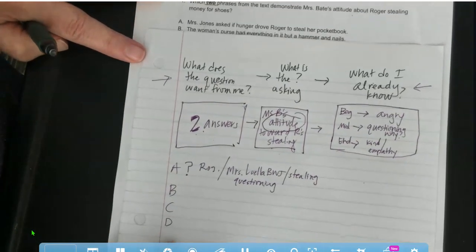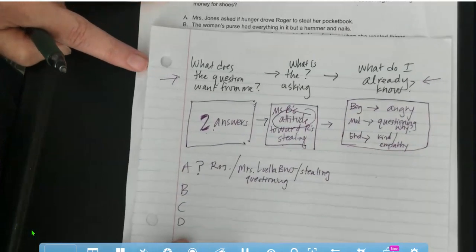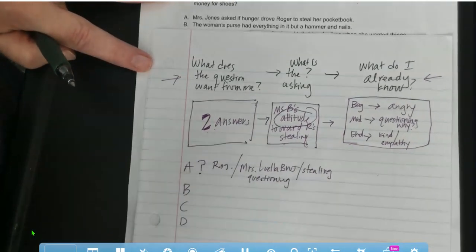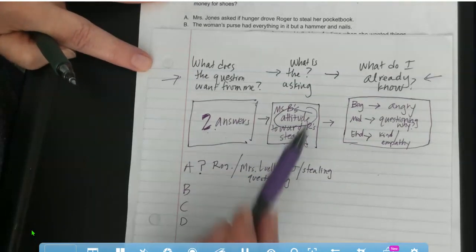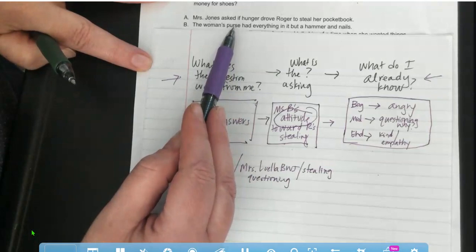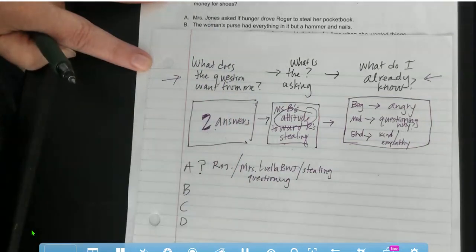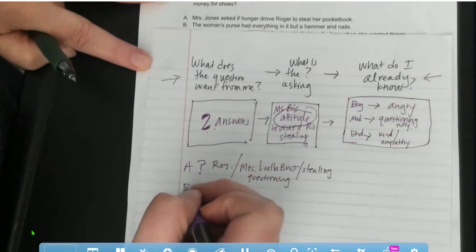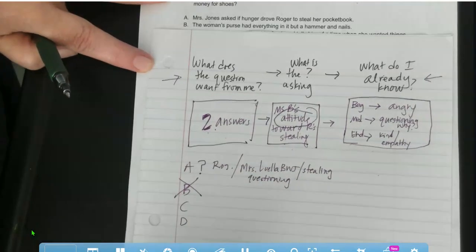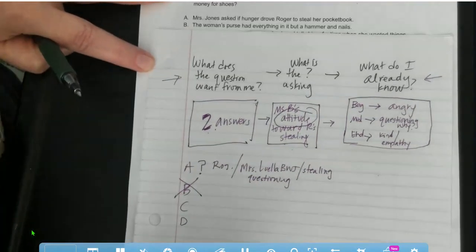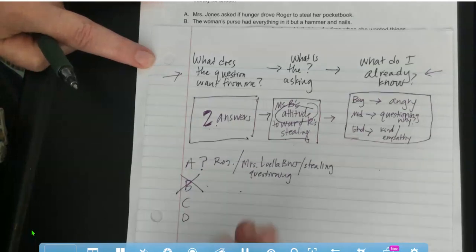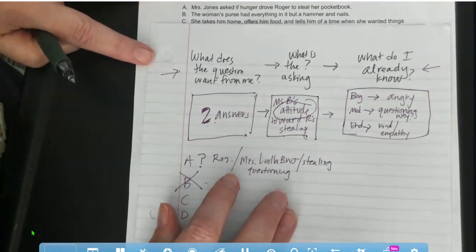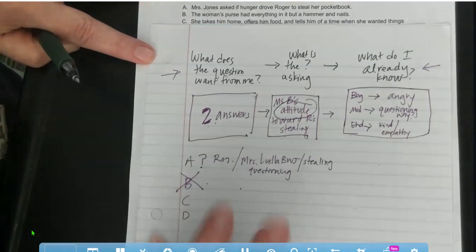The woman's purse had everything in it but a hammer and nails. Okay, I feel fairly confident this has nothing to do with her attitude toward Roger stealing. It's true, that's how the author described her purse, but that doesn't have anything to do with her attitude. So you know what? I'm getting rid of this one. I don't see anything that connects to attitude. And I'm not even going to waste my time or effort disproving it. I feel confident that I can prove my answers. Now, if I can't prove my answers, disproving is a strategy.